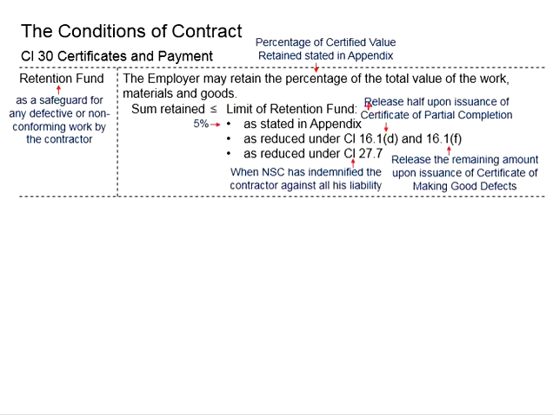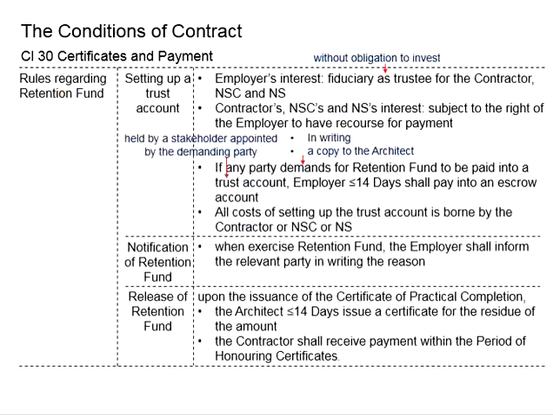Now, upon the issuance of the certificate of partial completion or the certificate of making good defects, as well as release of the liability of the contractor on the NSC part, the amount liable to the contractor reduces. With that, the amount for the retention fund shall be reduced accordingly. Now let us talk about the rules regarding the retention fund.